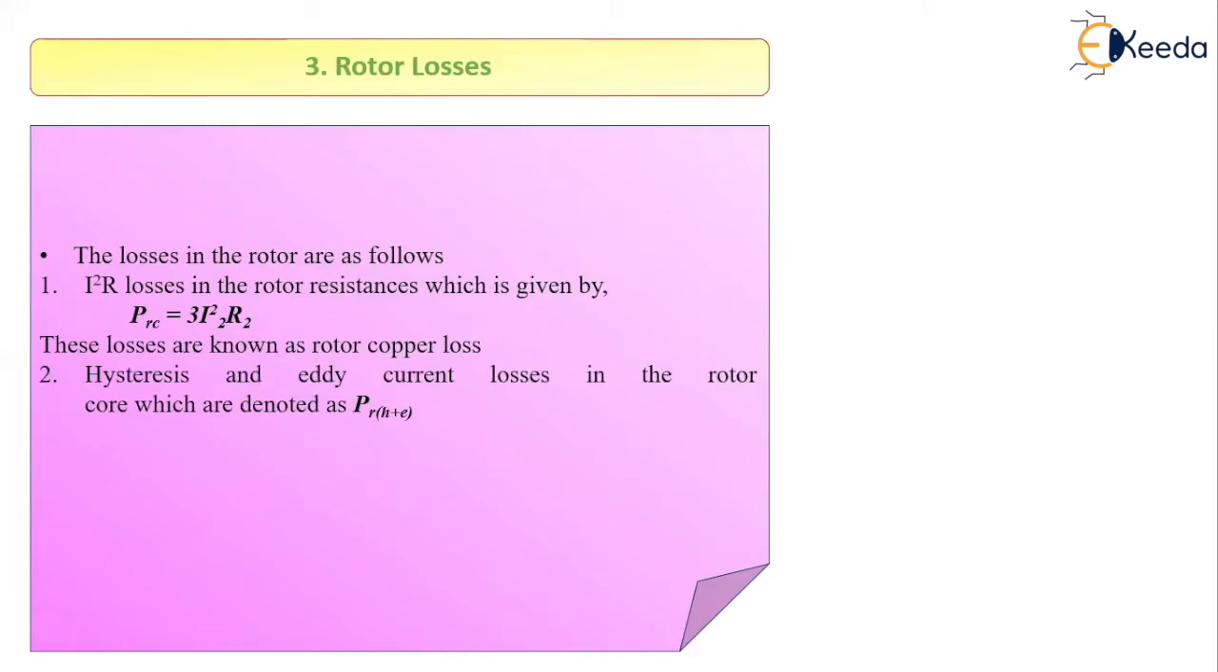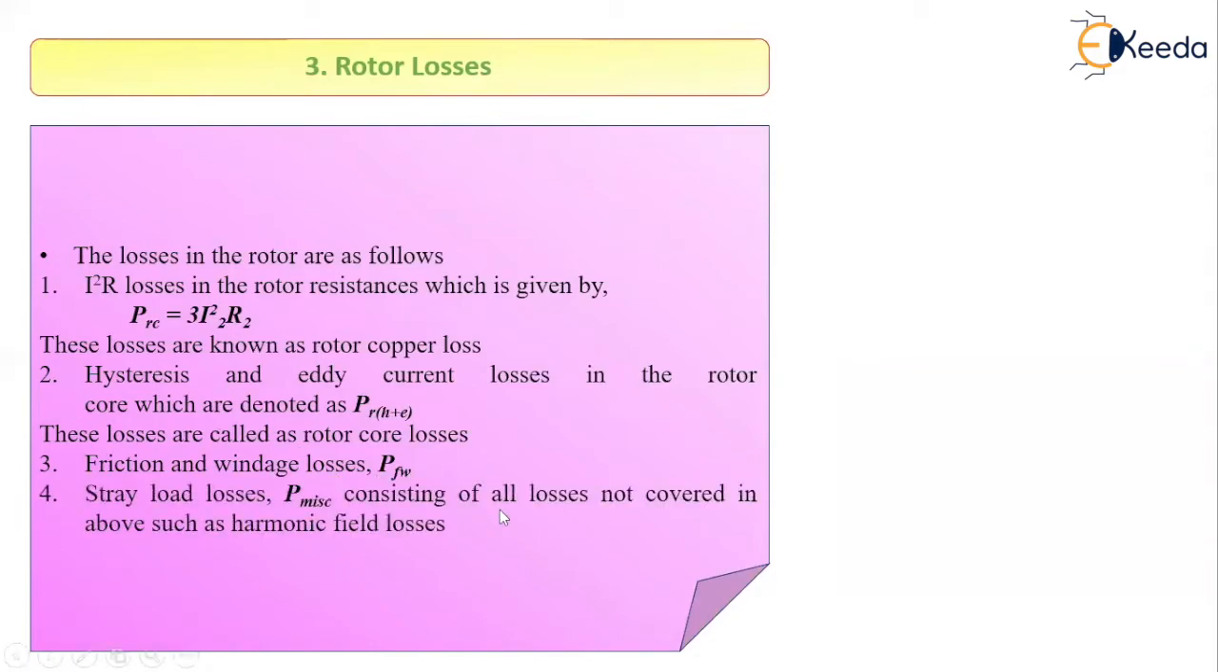Now there are also hysteresis and eddy current losses in the rotor core, or the core losses, similar to the stator. So those are PR, HE. Here R represents rotor. These are called rotor losses. Also, in addition to this, there are certain friction and windage losses, because our rotor is a rotating part. It is denoted by PFE. Now there are certain losses which are not accounted for in all these losses. Those are called stray load losses, denoted by P miscellaneous, and they consist of all the losses which are not covered, for example, the losses due to the harmonic field.